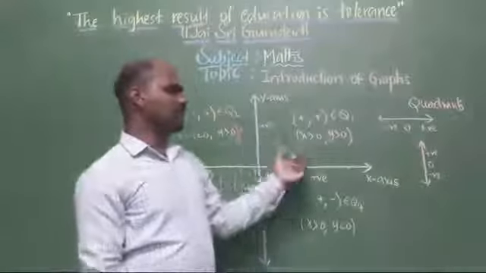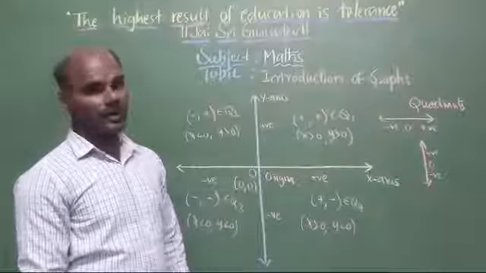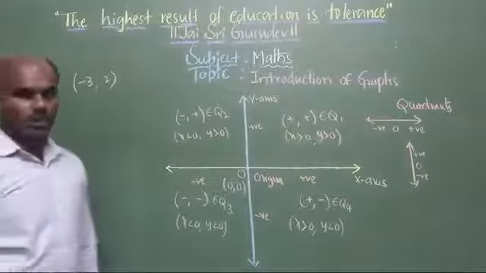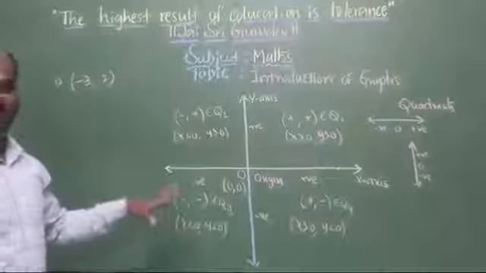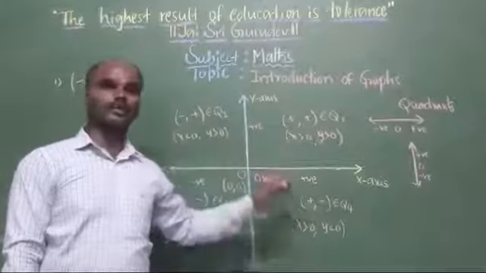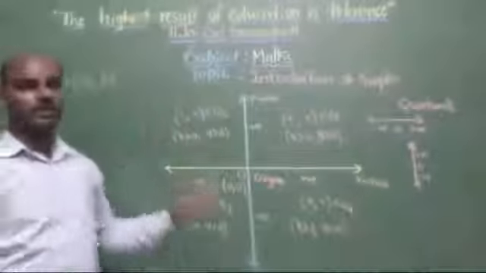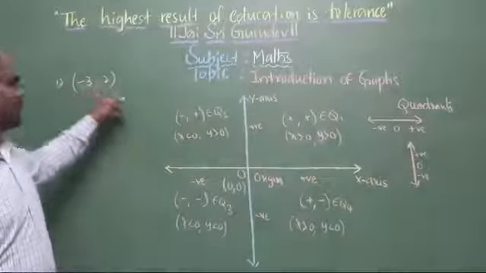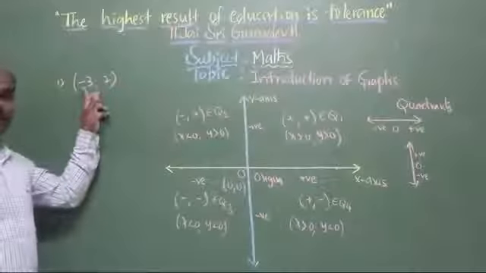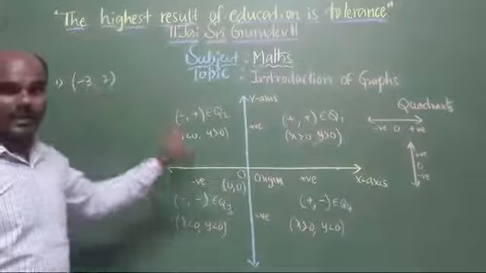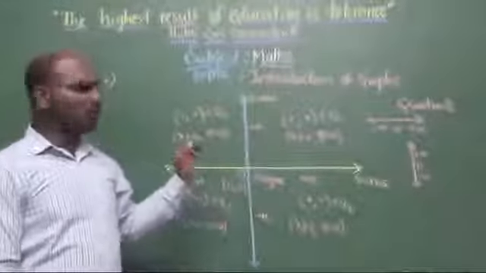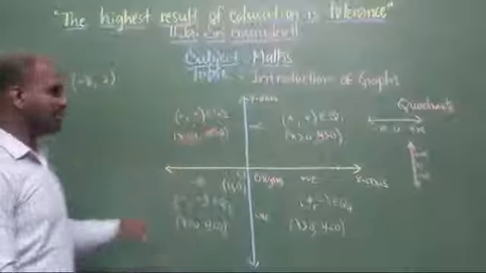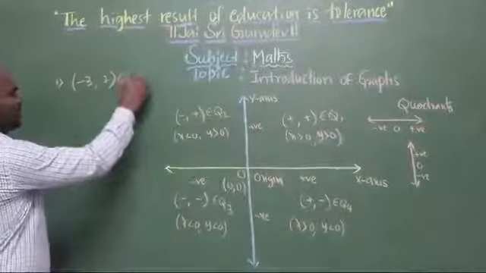Now we will apply this with some examples. The first is minus 3, 2. Minus 3 comma 2 belongs to which quadrant? Observing the point, x is negative and y is positive, so minus and plus. That belongs to Q2.